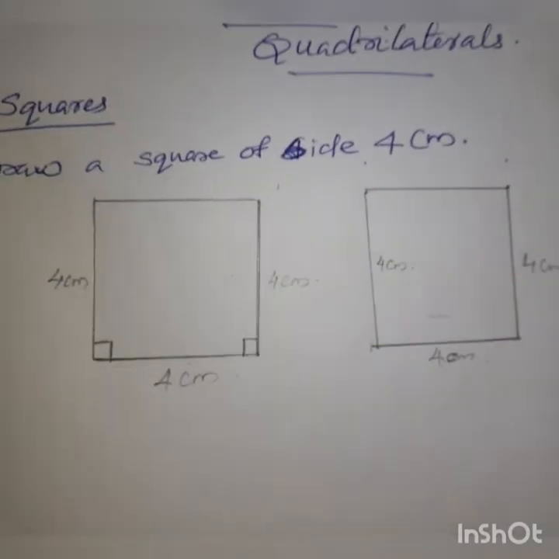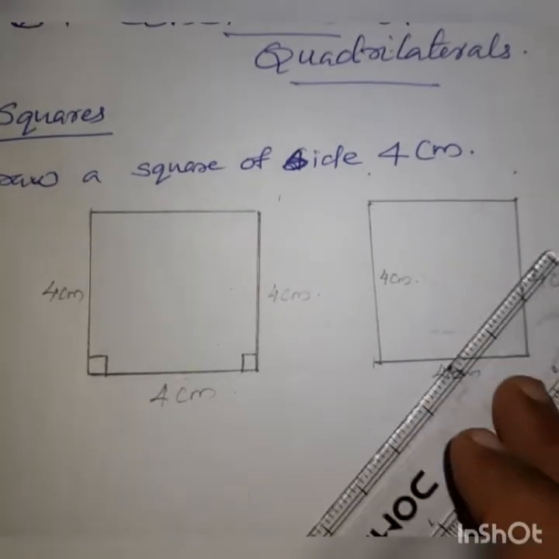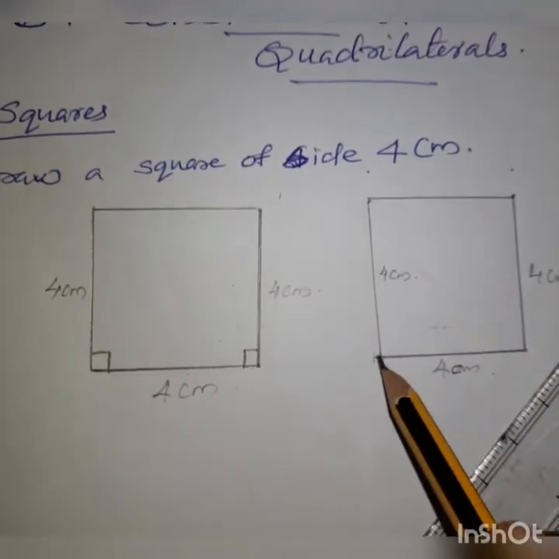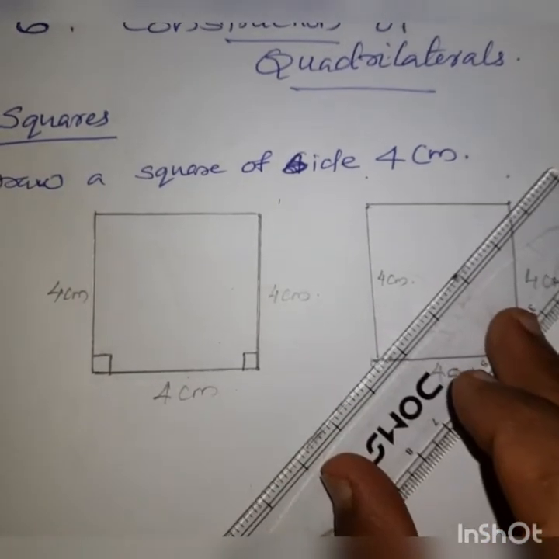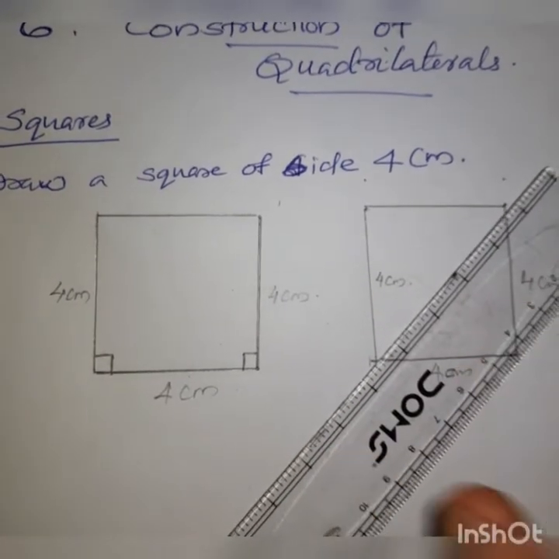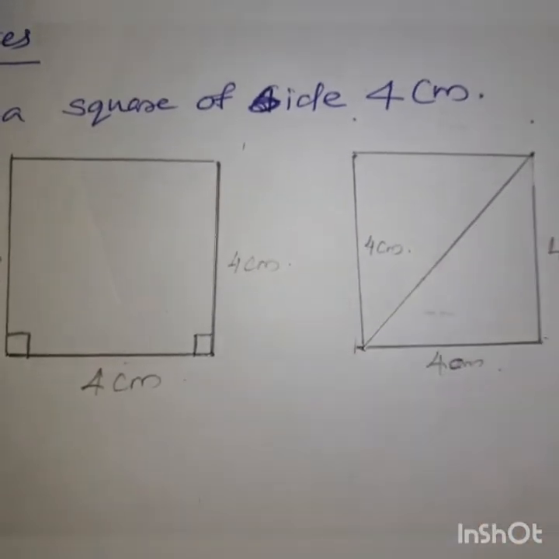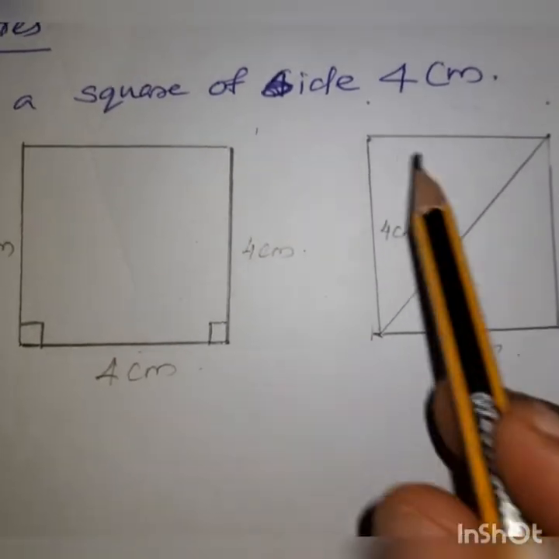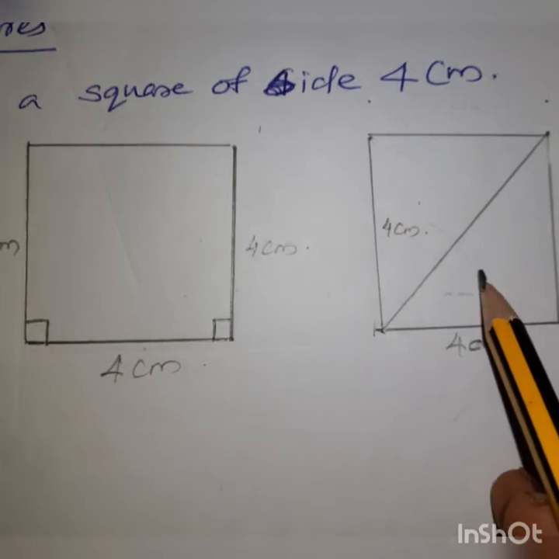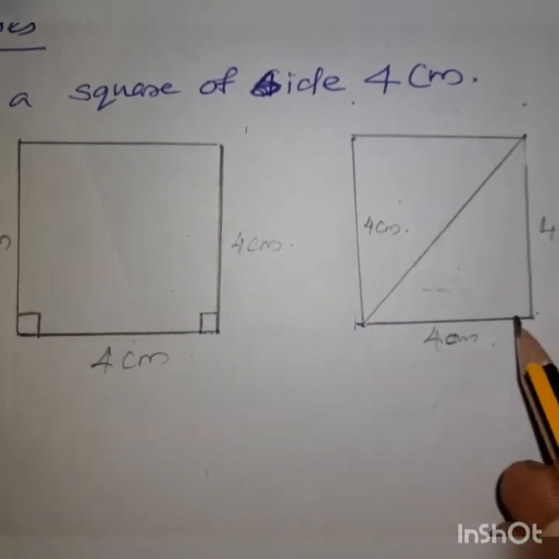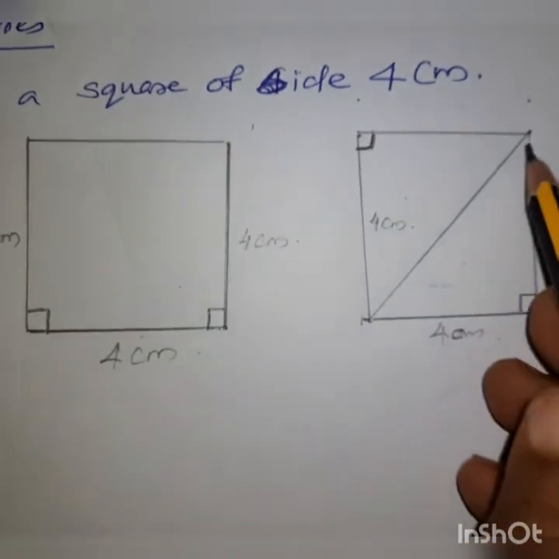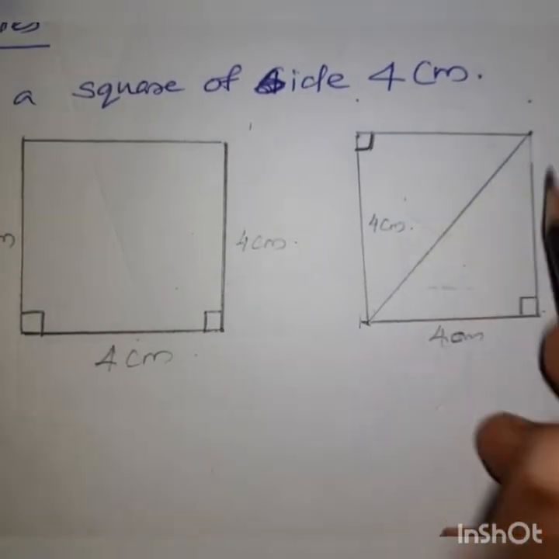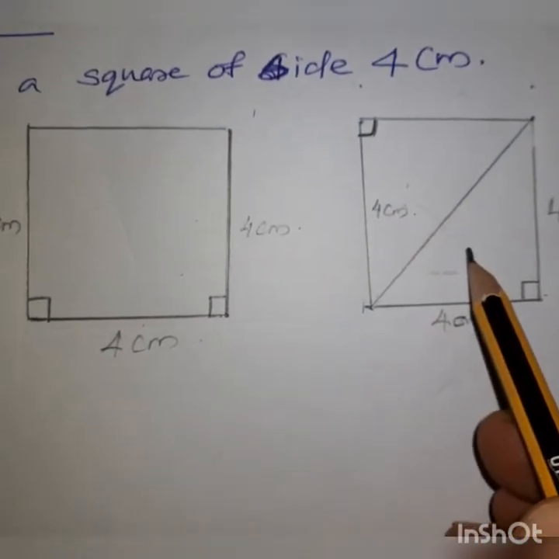Instead of the length of a side, they may give the diagonals. Diagonal means if you draw a line from opposite corners, that is a diagonal. So this is the diagonal. If you draw a diagonal, this square is split into 2 right triangles. This diagonal is splitting this square into 2 right angle triangles.